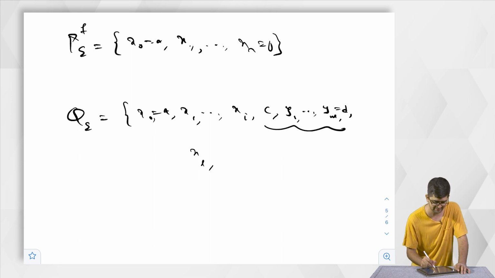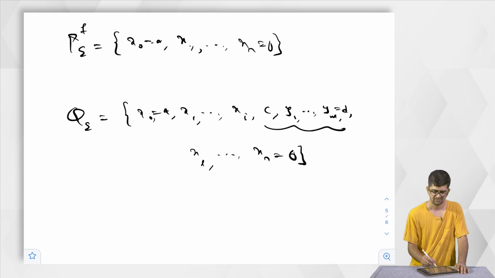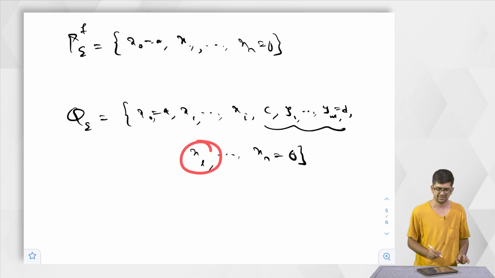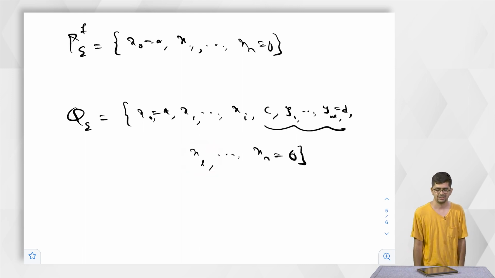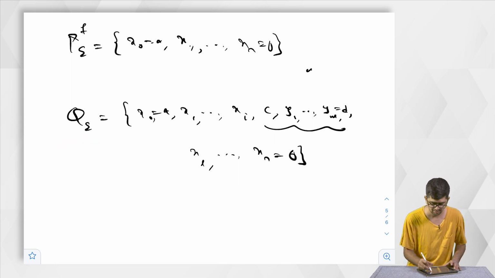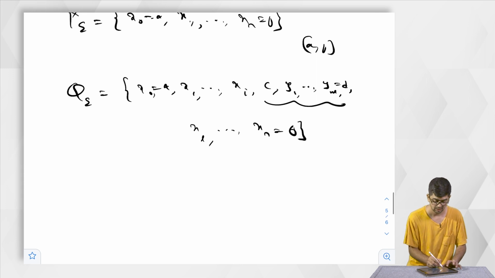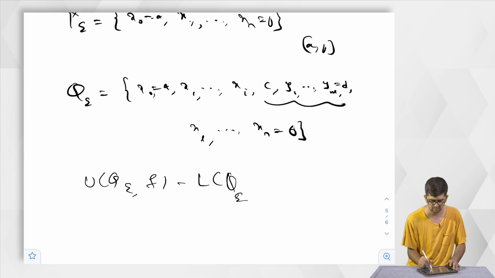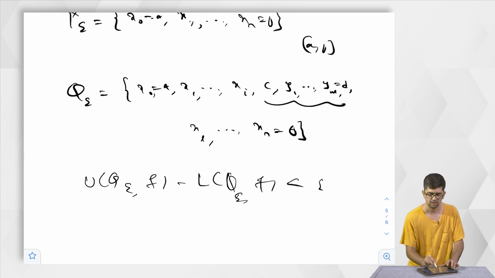Let me write down, start with L, x_l = x_n = b. This index you need to fix correctly. In any case, we have a partition Q_epsilon of [a, b] such that U(P_epsilon, Q_epsilon, f) - L(Q_epsilon, f) is less than epsilon.